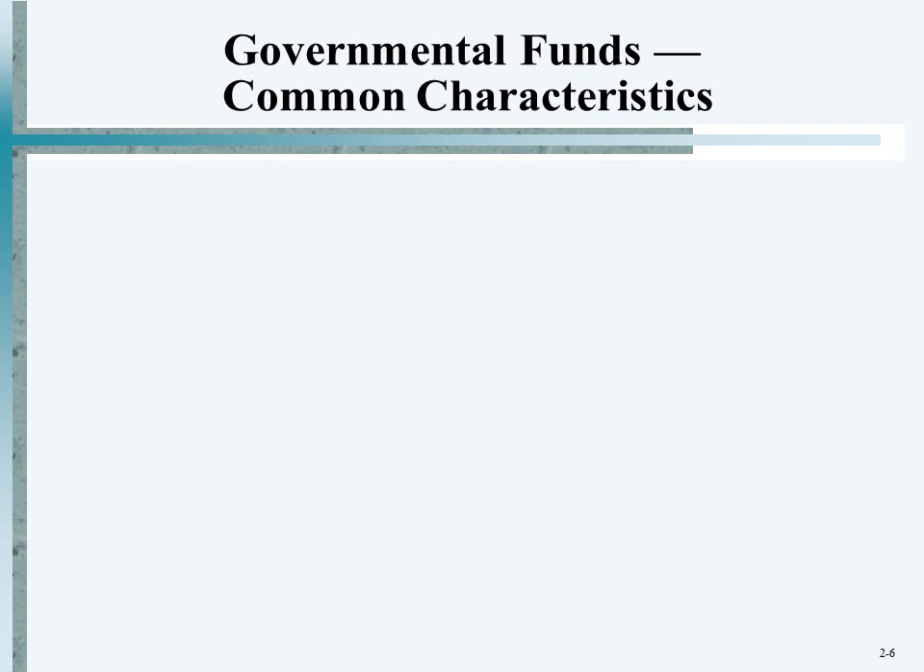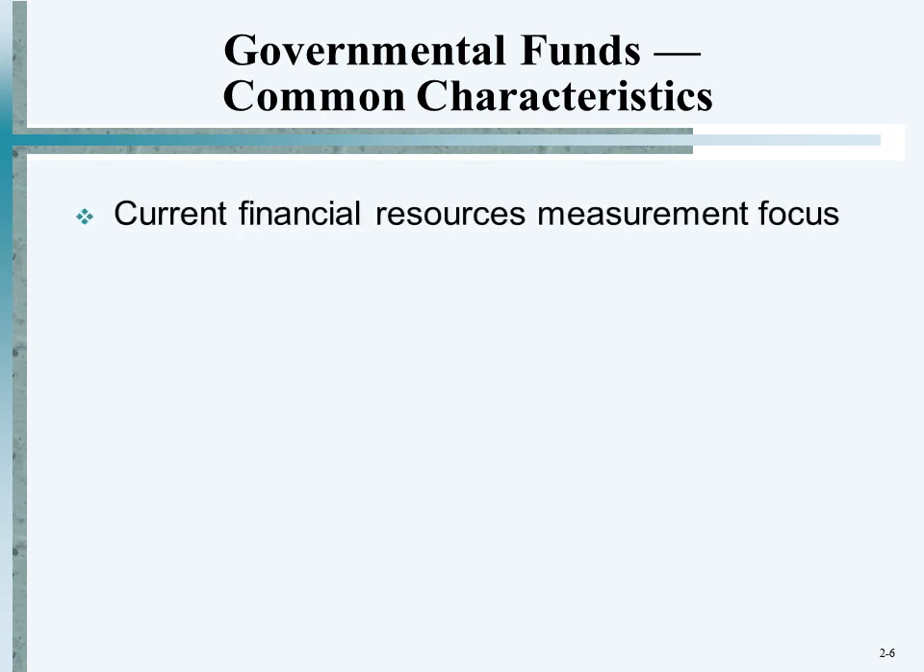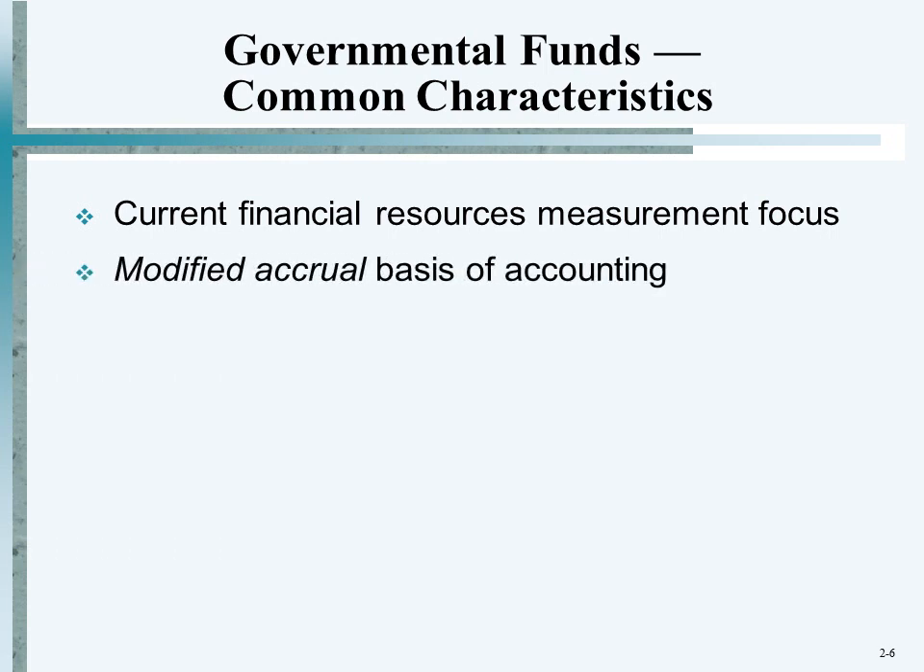Okay, first I want to cover some of the common characteristics of governmental funds. They have a focus on current inflows and outflows of financial resources. And so therefore, the balance sheet is only going to report on current assets, current liabilities, and fund balances, which is current assets minus current liabilities. There's no long-term assets or liabilities reported in the governmental funds.